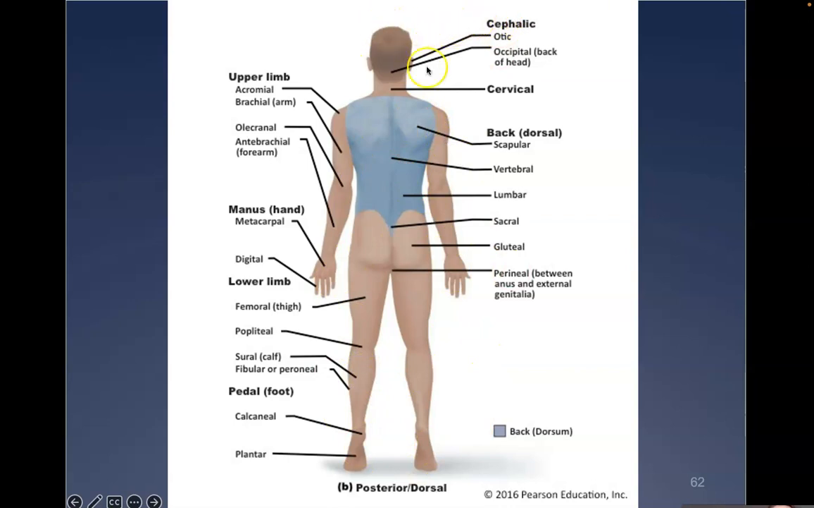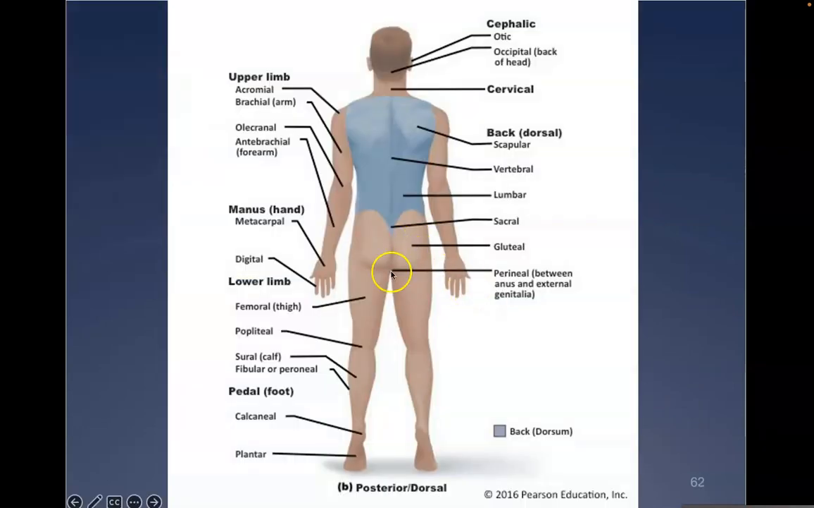And again, we have the cephalic region. Here you can see otic is the term we use for your ears. Occipital, we'll use this when we get to the skull, talking about this region, the lower back of the head. Cervical, again, is still the neck. Scapular is obviously where your scapula is here in your upper back. Vertebral along the vertebra. Lumbar is going to be this lower back region. Sacral region is going to be this area in between your lumbar region and your gluteal region here. So there's the sacral region in the center here, literally where your sacrum is. And then here's your gluteal region.